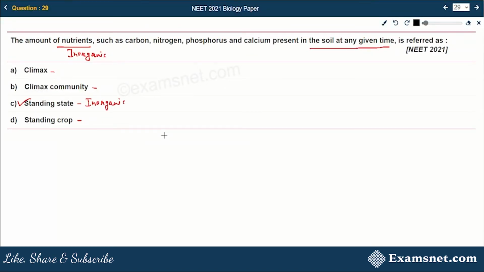The only difference is that standing state talks about the inorganic matter, whereas standing crop talks about the organic matter or living materials present in different trophic levels at any given time.